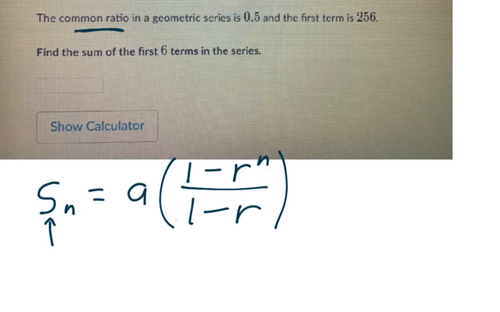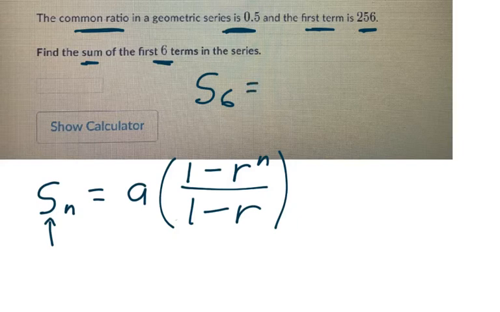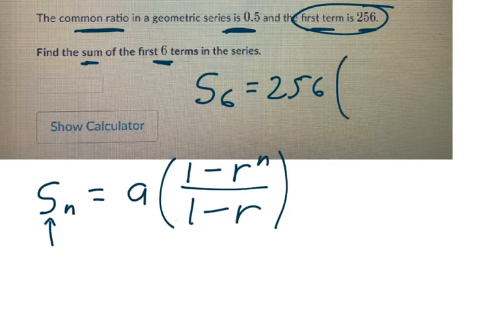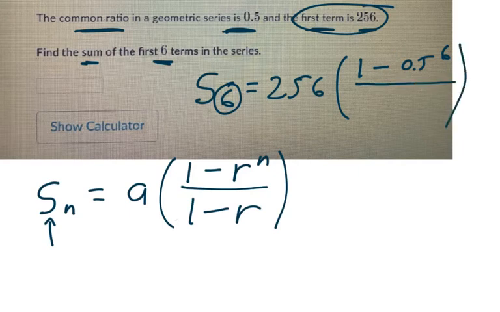They told me the common ratio is 0.5. They told me the first term is 256. So they want to know the sum of the first 6 terms. So what they want is what we call S sub 6, the sum of the first 6 terms. Now what that's going to be is our first number, which they told us is 256, times 1 minus the ratio, 0.5 to the 6th power, because we want the first 6 numbers, divided by 1 minus 0.5.